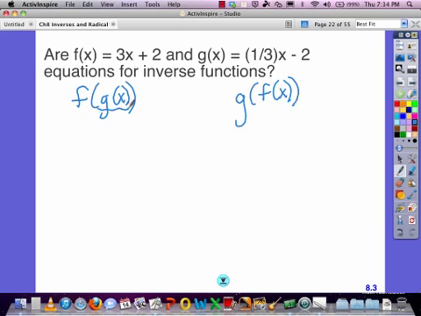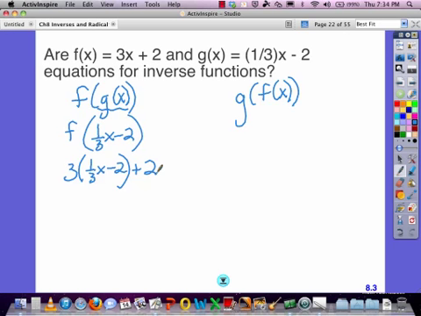Well, our g of x rule up there says take 1/3 x and subtract 2. Take that number, because that's all it really is, and put that into the f rule wherever there's a variable. Well, the f rule says take 3 times your number, so that's where we put our 1/3 x minus 2, and then add 2.